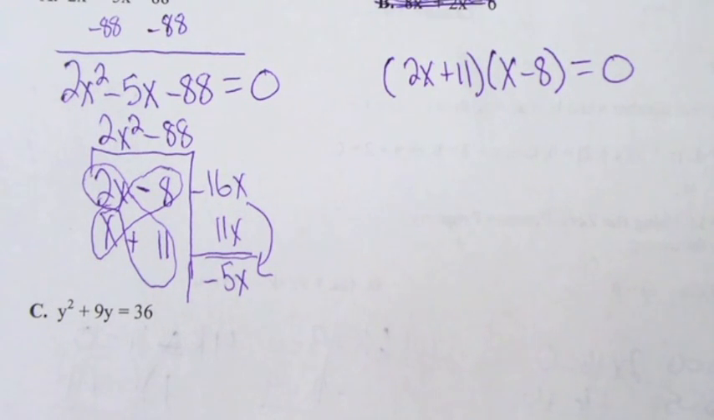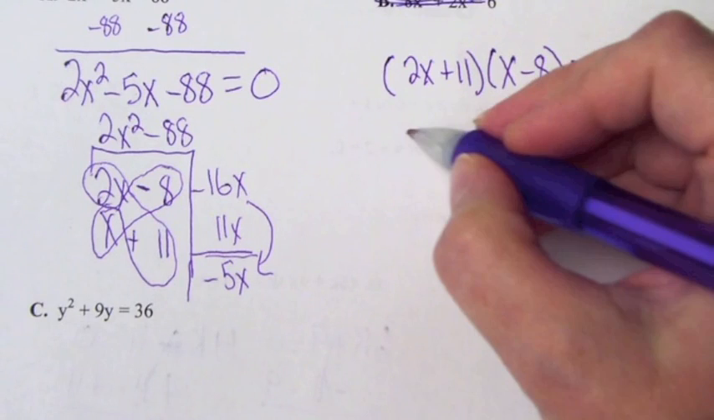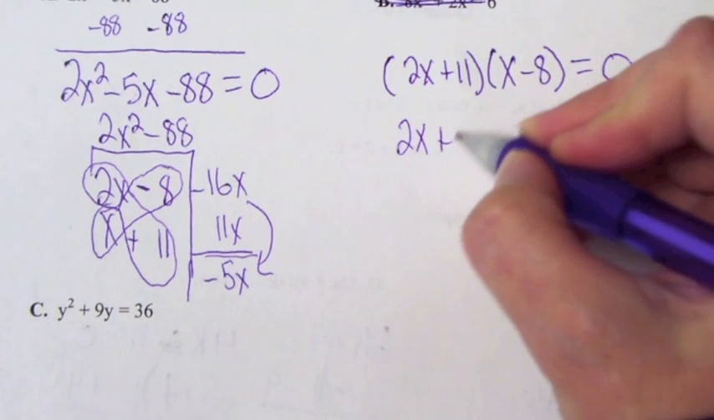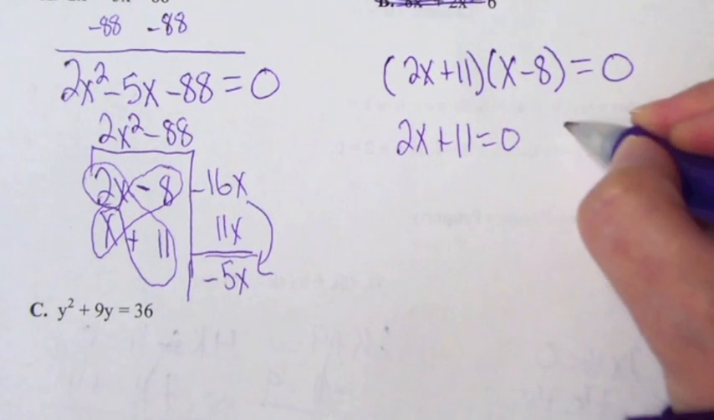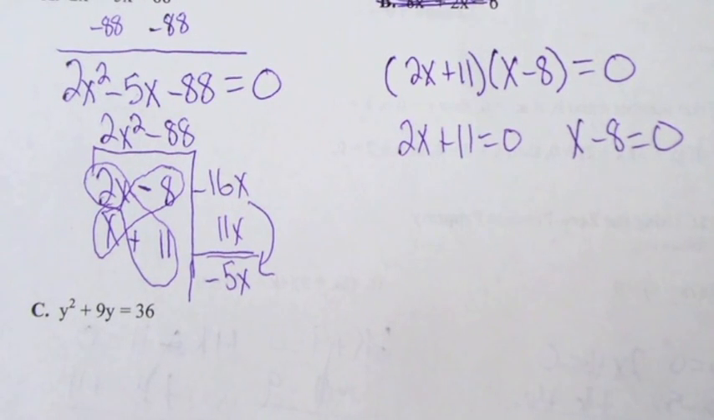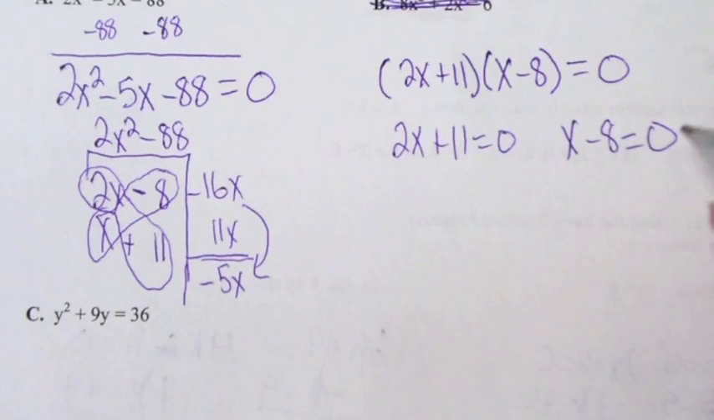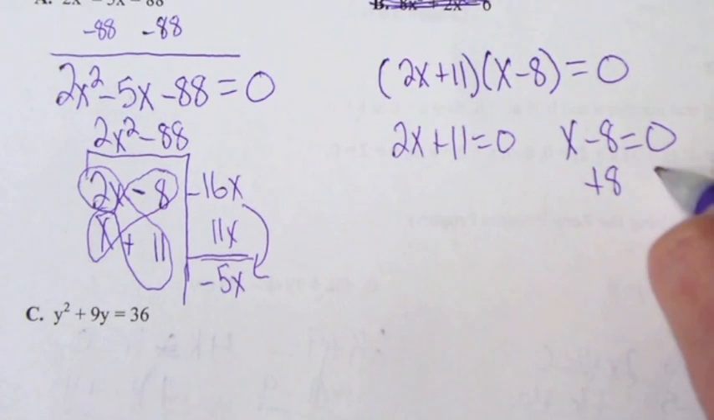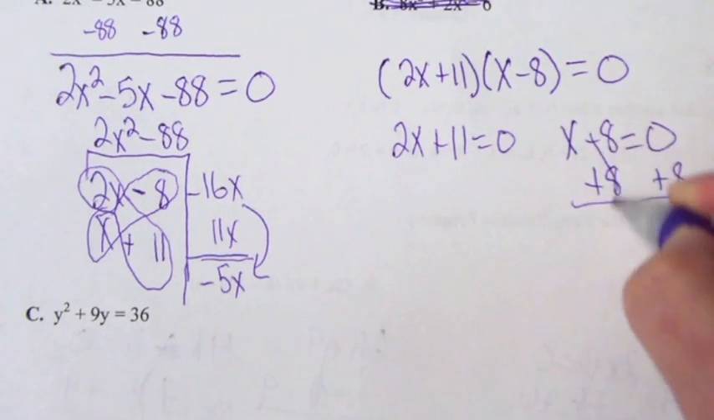Now we're just like one of those problems we had a while ago. So we set each of these equal to 0. 2x plus 11 equals 0, and x minus 8 equals 0. We'll solve the one on the right first. It's easy, right? Add 8 to both sides, and you get x equals 8.